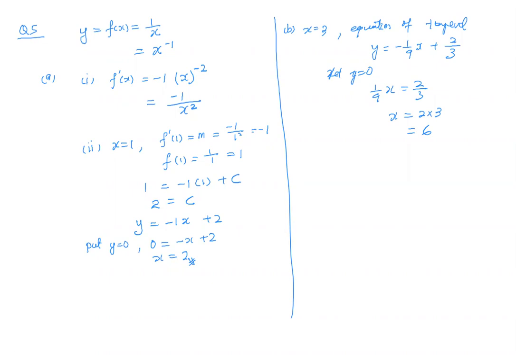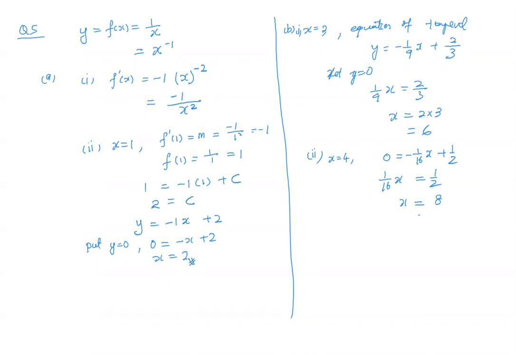And part 2, this is part 1. Part 2, so I don't have to repeat. So x equal to 4. So 0 equal to negative 1 over 16x plus half. So 1 over 16x equal to half. So x equal to 8.